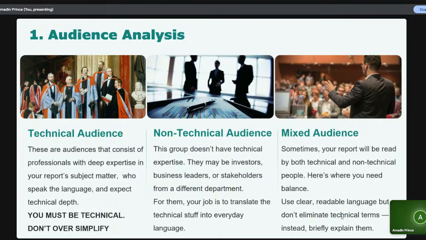Now for the third one, the mixed audience. Personally, I hate writing for this kind of people because you don't necessarily know what they want. It's a combination of the technical audience and the non-technical audience mixed together. So you can try to make it more detailed, but if you make it too detailed, the non-technical audience will get lost.